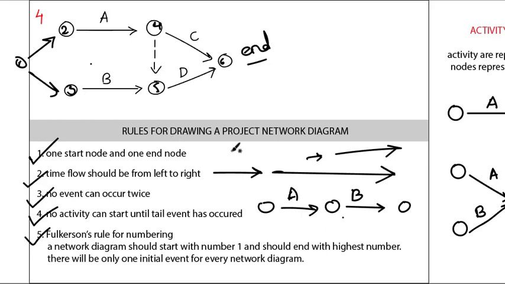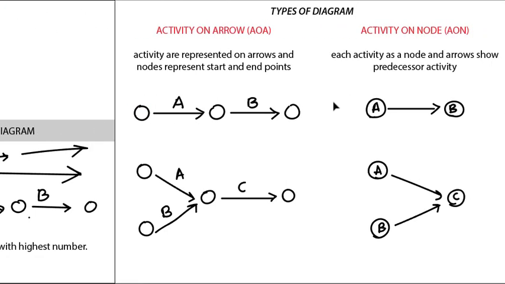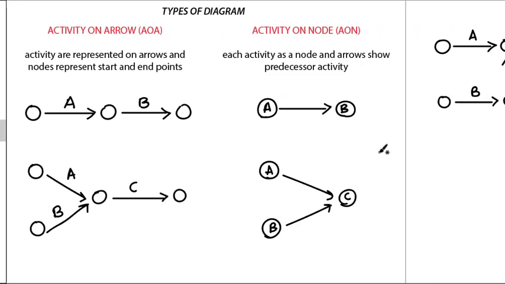So these are the basic rules for drawing a project network diagram, right? And now there are two types of diagram. First is activity on arrow, denoted by AOA, and activity on node, denoted by AON. In AOA, activities are represented on arrows and nodes represent start and end points. These activities will be represented above the arrow, and the nodes are just the start and end points. So this is start, this is end, right? So this is activity on arrow.